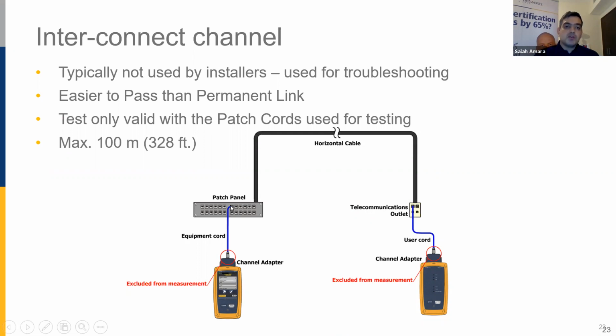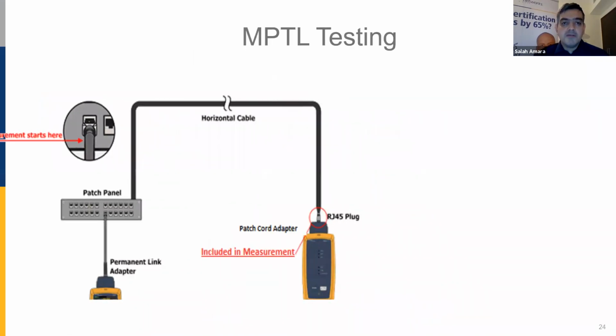The channel will have a maximum of 100 meters because we added the length of the patch cords here. So the 90 meters will not be enough, and we have a maximum of 100 meters. So that's the channel measurement. We highly recommend always using the permanent link if you are an installer certifying new installations.